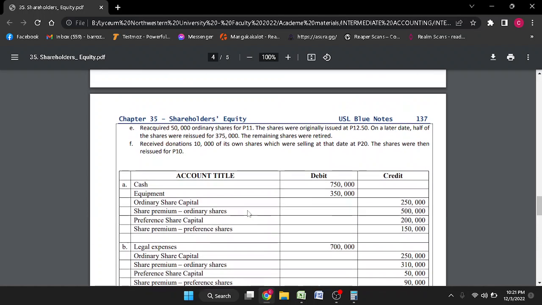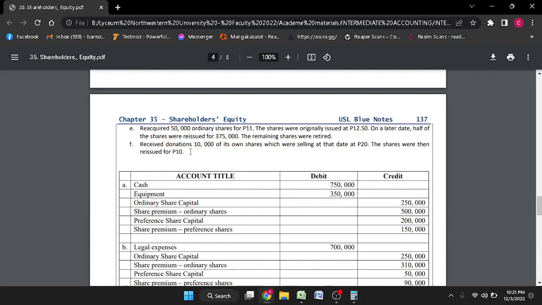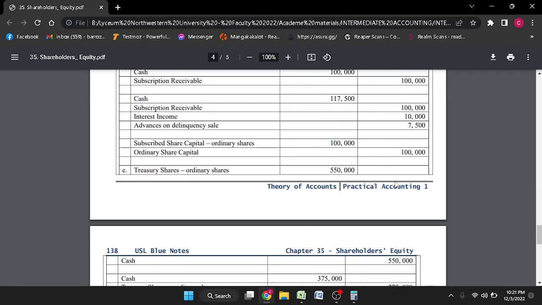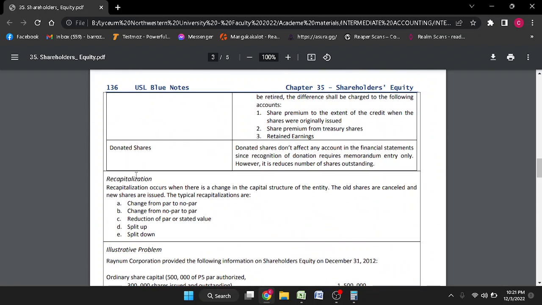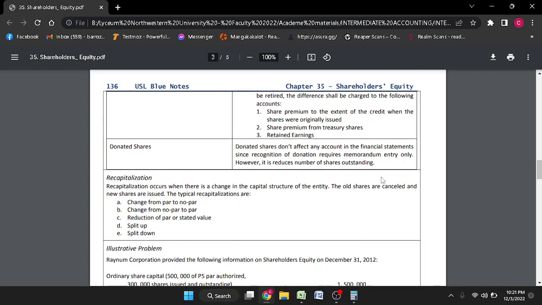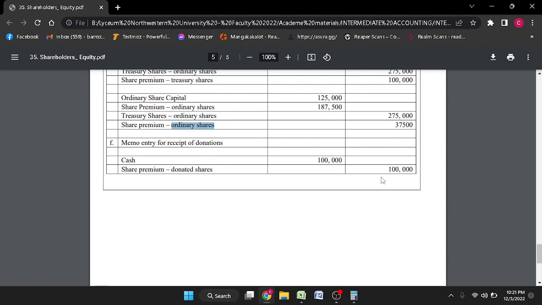Okay, memo entry for the receipts. Okay, let's see. Received donation of 10,000 of its own shares which were selling at 20. The shares were then reissued for 10. Okay, donated shares don't affect any account in the financial statements since recognition of donation requires a memorandum entry only. However, it reduces the number of shares outstanding. Okay, that's the only effect. Okay, a memo entry only for here. So there's no journal entry.